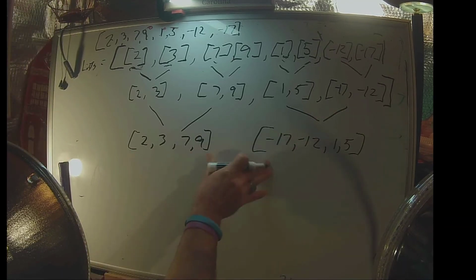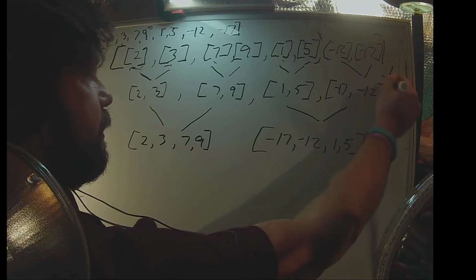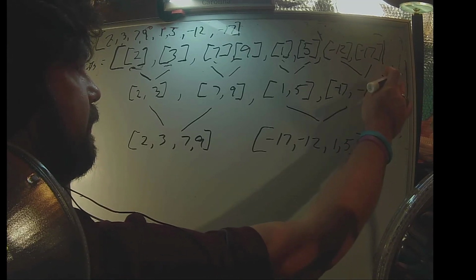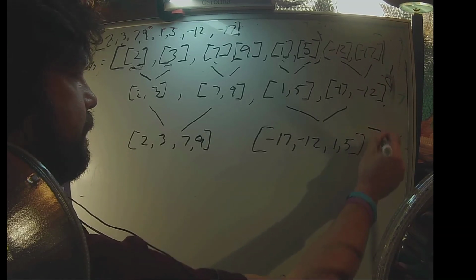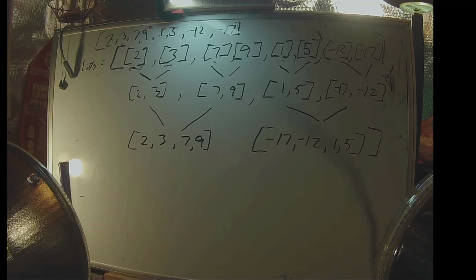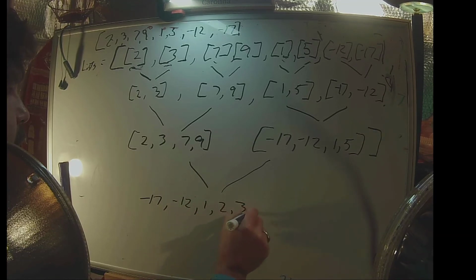Well, we've added these 2 on. We've now consumed up through here. We've added these two guys on. So all we have left is these 2 lists of length 4. We'll come through and we will merge those together. And we will have minus 17, minus 12, 1, 2, 3, 5, 7, and 9. Okay?